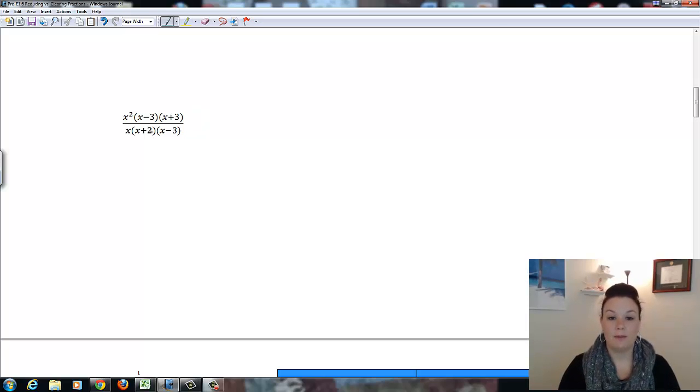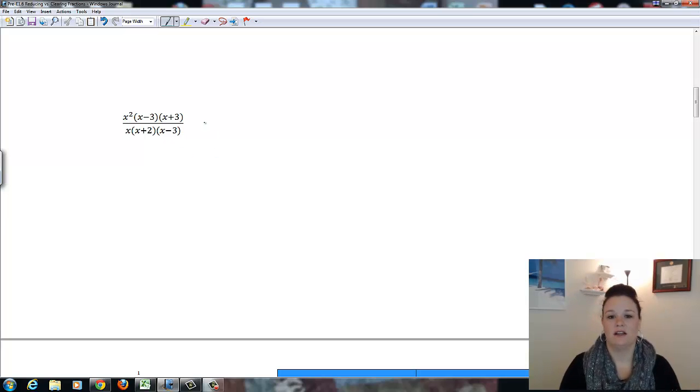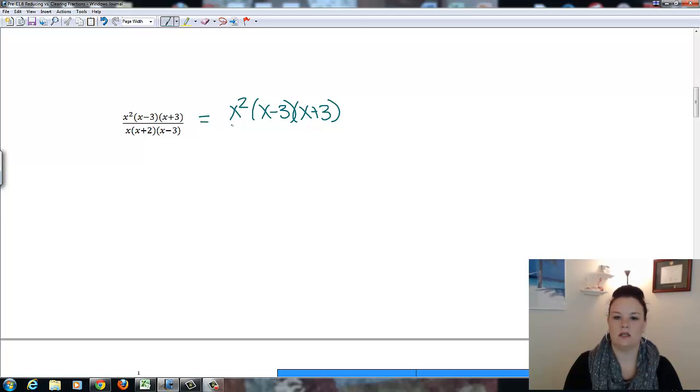So notice on top and bottom, all the quantities that I see, all the little factors, have x to just the first power, other than this coefficient on top. Okay, this term on top that's just an x squared, because it's not being plus or minus to anything, it's completely factored. So now I can just start reducing. So I'm going to go ahead and rewrite this just so I don't make the original problem messy. All over x times x plus 2 times x minus 3.